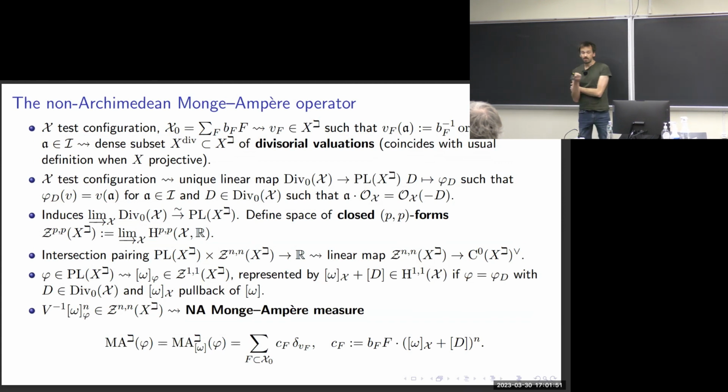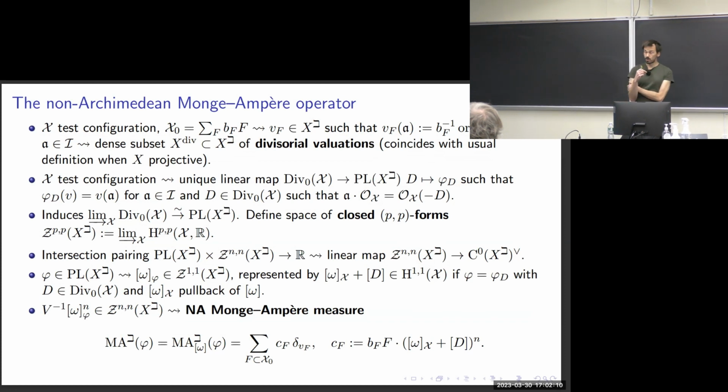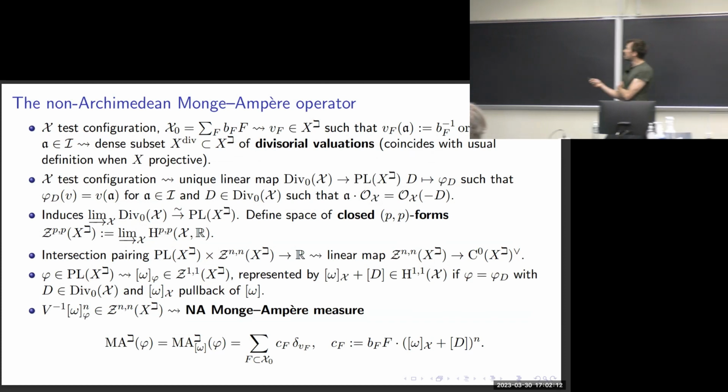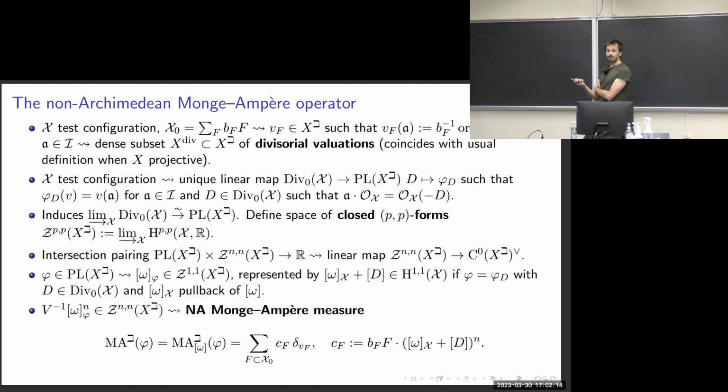But in fact, it's a quite simple measure. At the end of the day, what you get is just a finite sum of Dirac masses. So if the function corresponds to a divisor D, you just get a finite sum of Dirac masses at the valuations v_E corresponding to the finitely many irreducible components of X_0, and the coefficients are computed in terms of intersection numbers. So it's just some gadget that encodes intersection numbers like that.